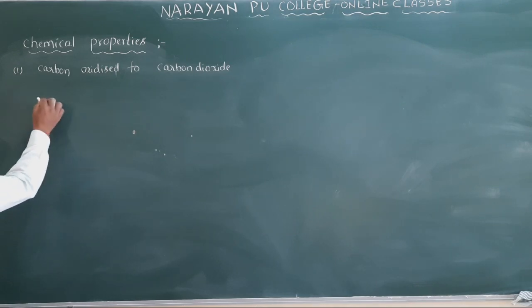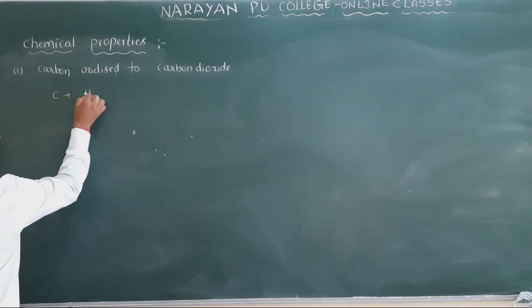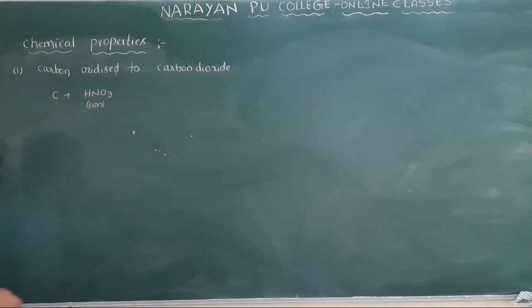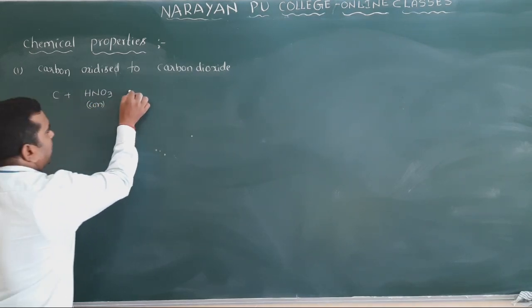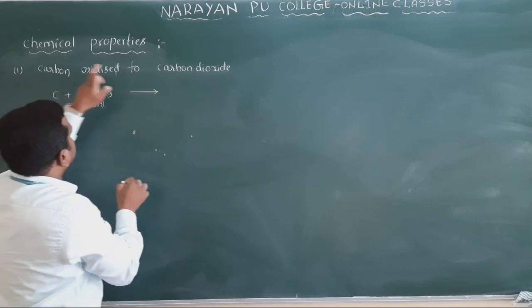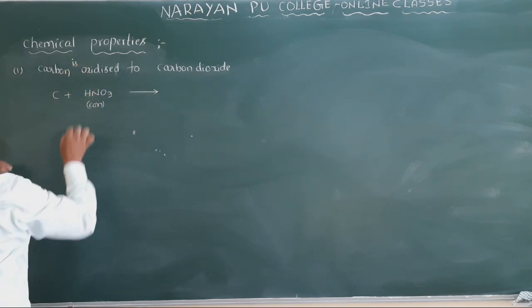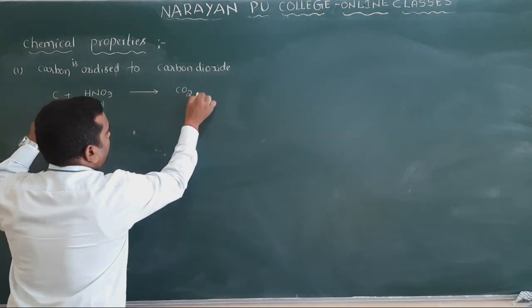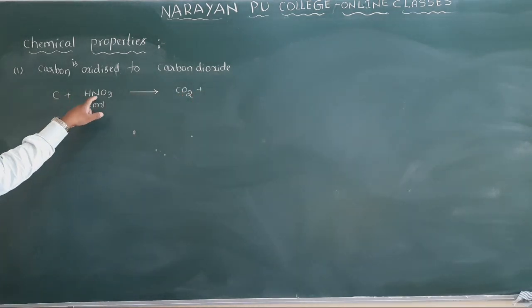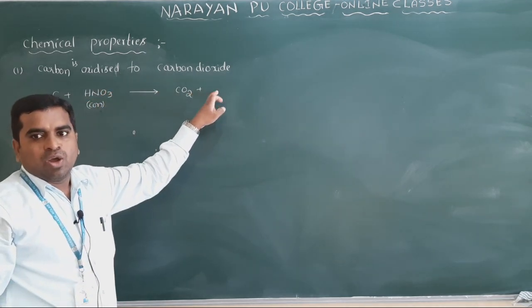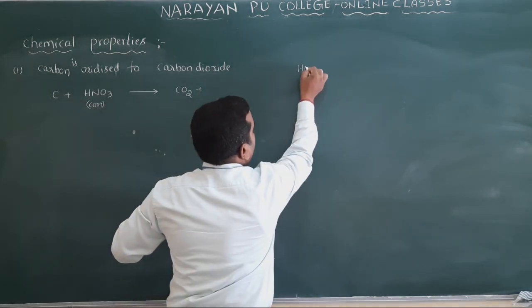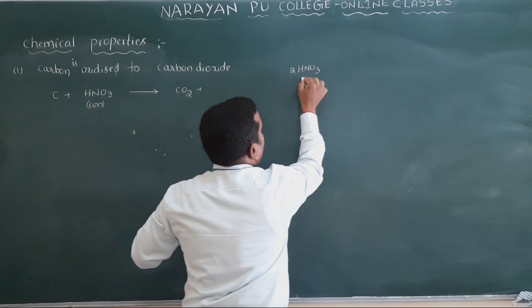See first one, carbon plus HNO3. Which HNO3 are we taking here? Concentrated. Dilute HNO3 is not used, only concentrated. Then what product will you get? Carbon is oxidized to carbon dioxide. Carbon dioxide means what is the formula? CO2. If you use concentrated HNO3 as an oxidizing agent, one of the products should be NO2 plus H2O.